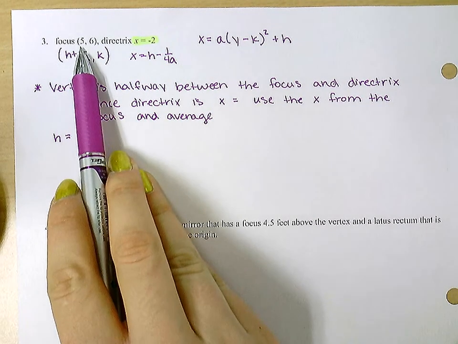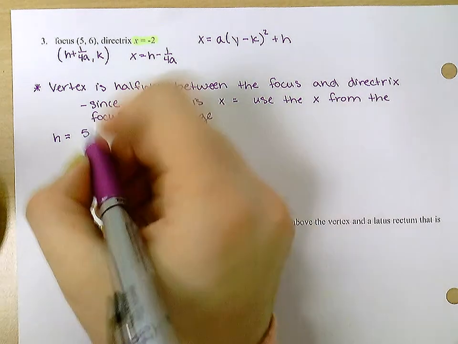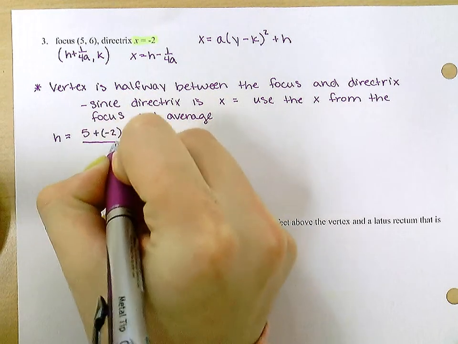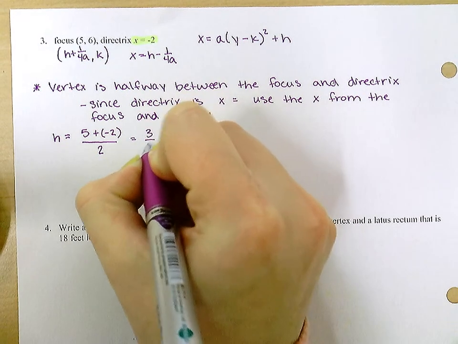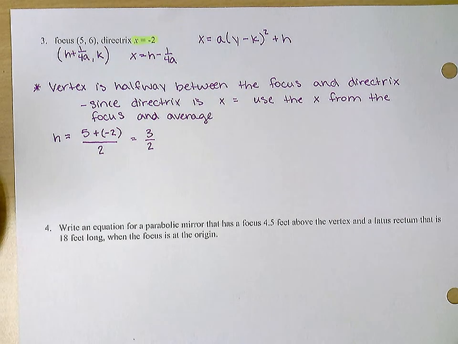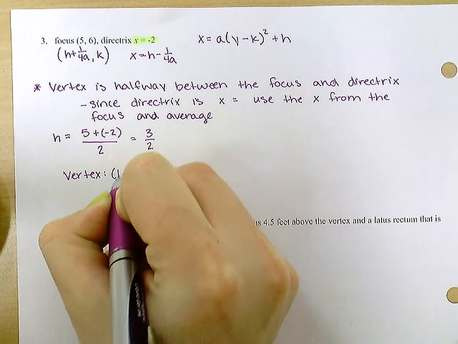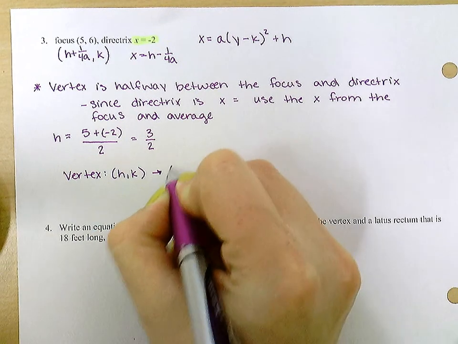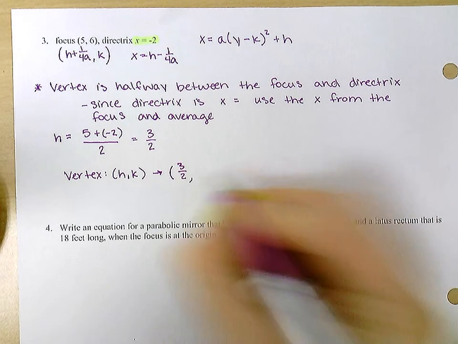So our x value in our focus is 5. And the x value for the directrix is -2. So we want to add those and divide by 2 since there are 2 of them. And that gives us 3/2. So our h value is 3/2 or 1.5. Okay, so our vertex is at (h, k), and we just found our h value is 3/2. And then what's our k value?